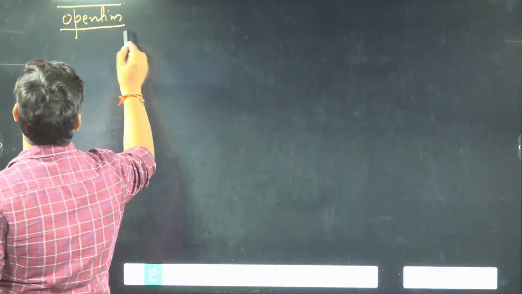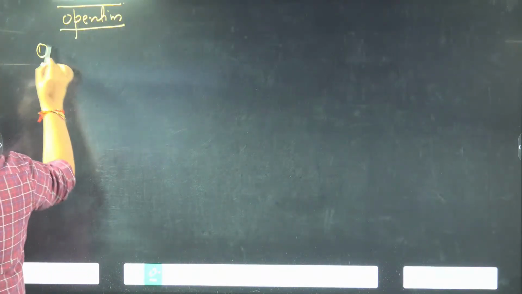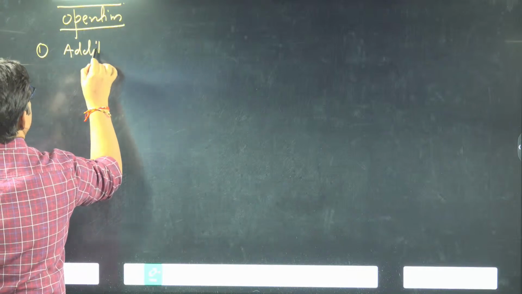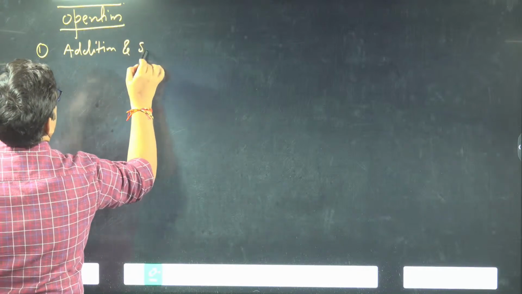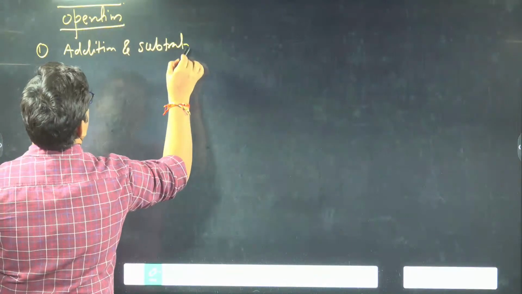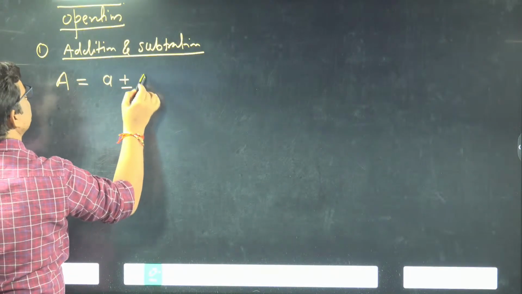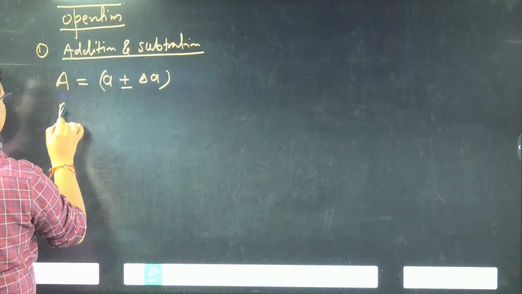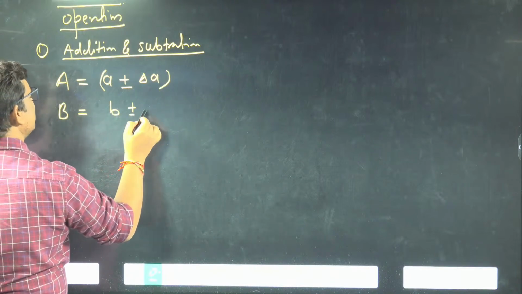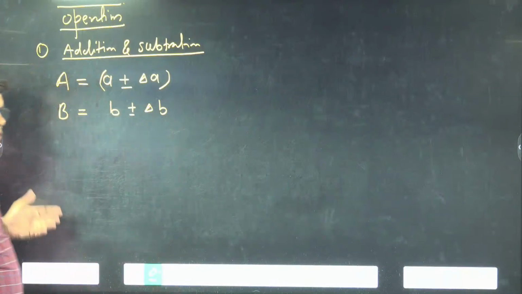Okay, some operations on error. First one is addition and subtraction. Okay, listen. If I give you one quantity A equal to A plus minus delta A, and one quantity B, I am giving here B plus minus delta B. Okay, you have to add.